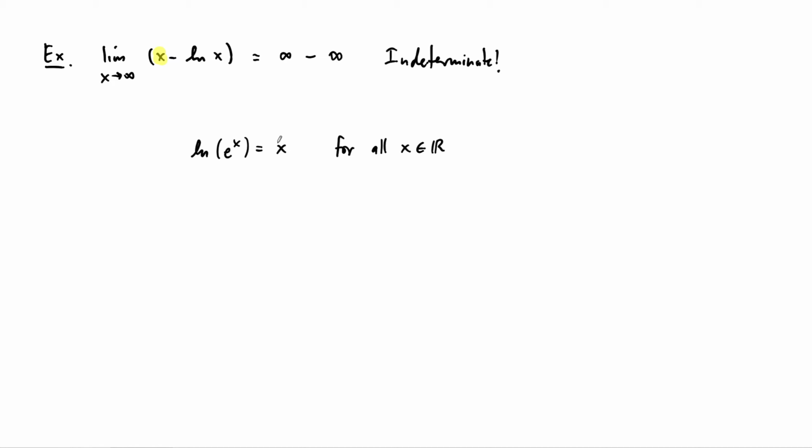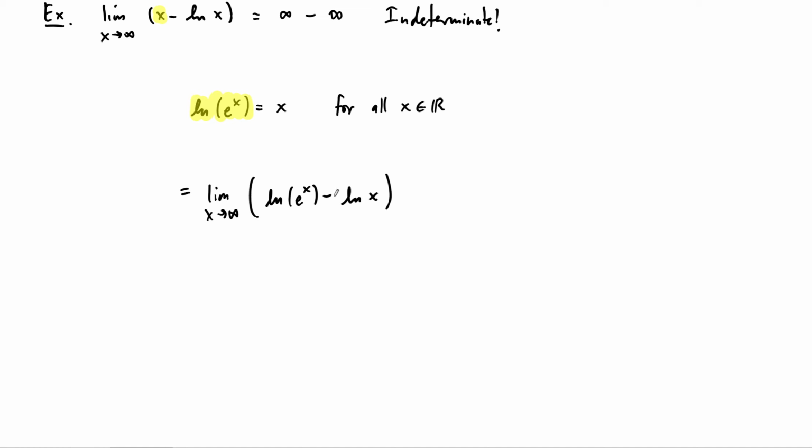So what we can do is make this replacement, right? Instead of leaving this as an x, we can replace it with the natural log of e to the x, and we can write our limit as the limit as x approaches infinity of natural log of e to the x minus the natural log of x. And then we can use a natural log rule here, right? This is the quotient rule for natural logs, or any kind of logs, but this is the natural log that we have. This becomes then the limit as x approaches infinity of the natural log of the quotient e to the x over x.